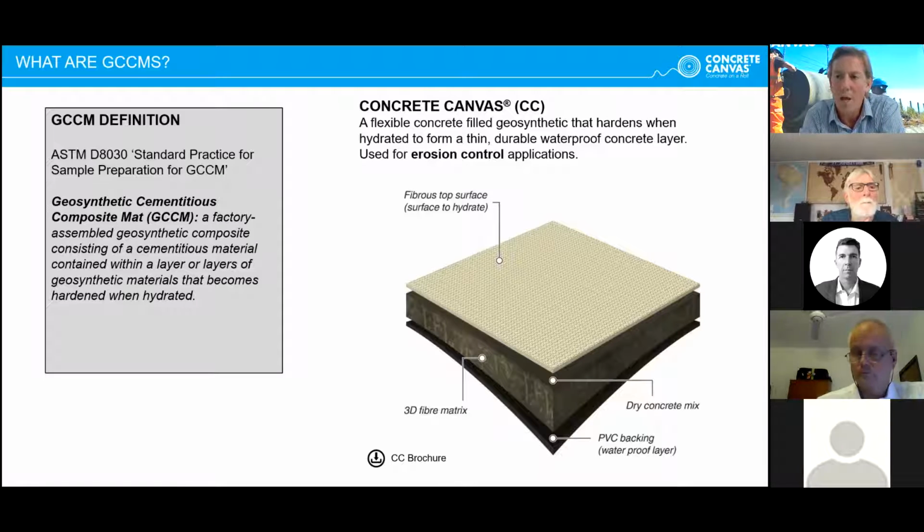You simply unroll it, lay it over the earth structure you want to cover, and once it's fixed and jointed, you spray it with water, activating the concrete mix, and in 24 hours it sets hard. And this material is now part of a new class of material as defined by the ASTM committee of GCCMs, geosynthetic cementitious composite mats.